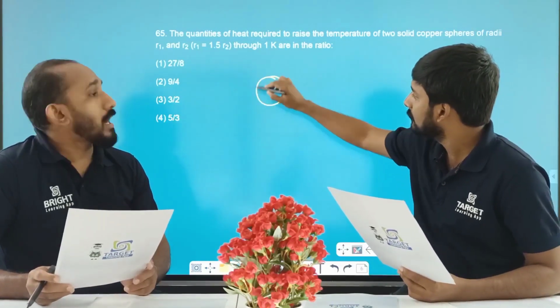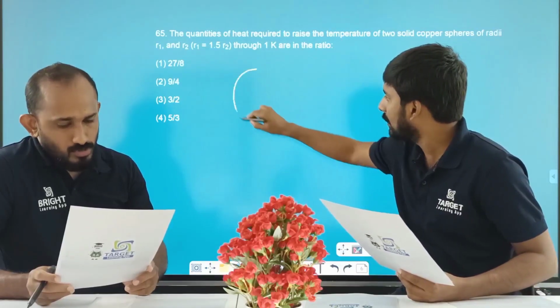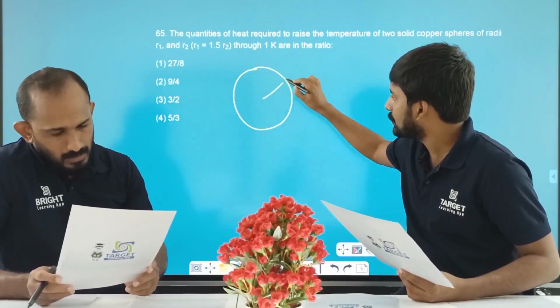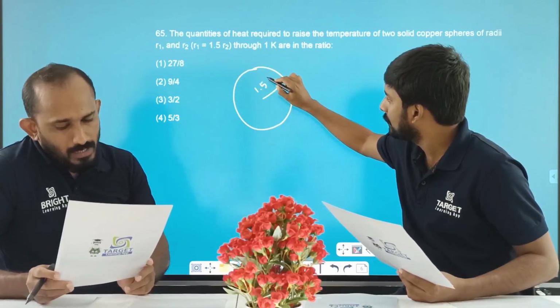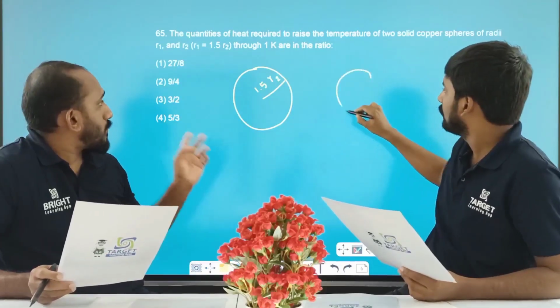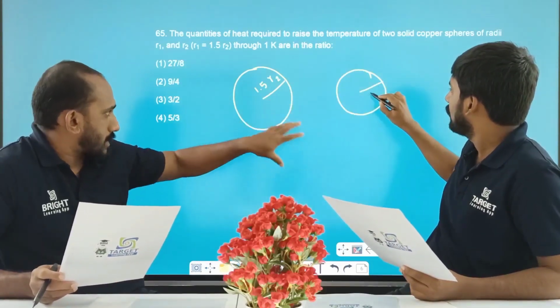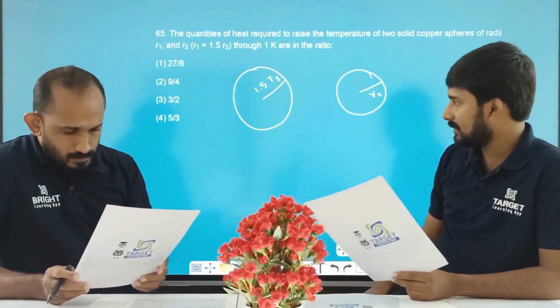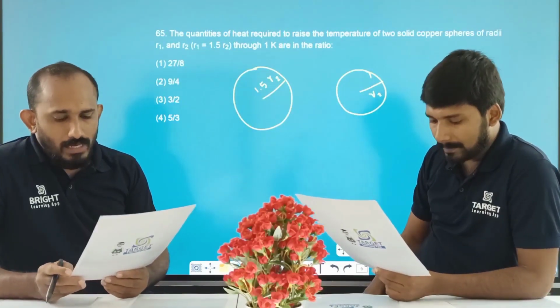Question number 65 is from the chapter thermal properties of matter. The quantities of heat required to raise the temperature of two solid copper spheres of radii R1 and R2. The relation between R1 and R2 is R1 is 1.5 times R2. So R2 is smaller, and the first one is 1.5 times bigger. You have to raise the temperature through 1 Kelvin.